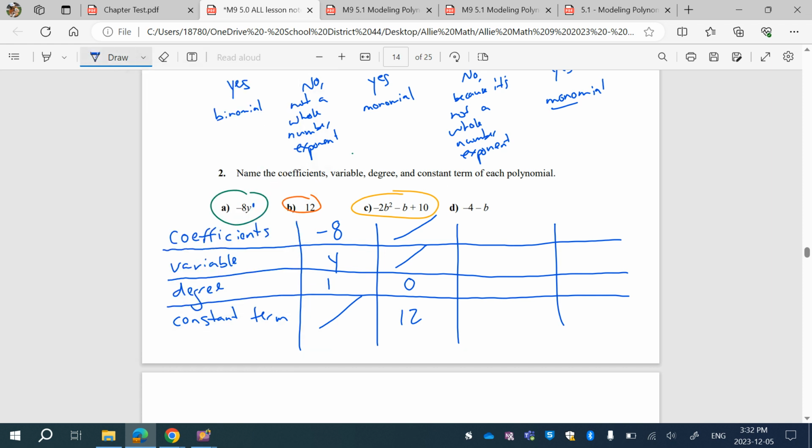So let's look. Our coefficients, we have more than one. We have this negative 2 right here. But remember, there's an invisible 1 right there. So we have a negative 2, and we also have a negative 1.